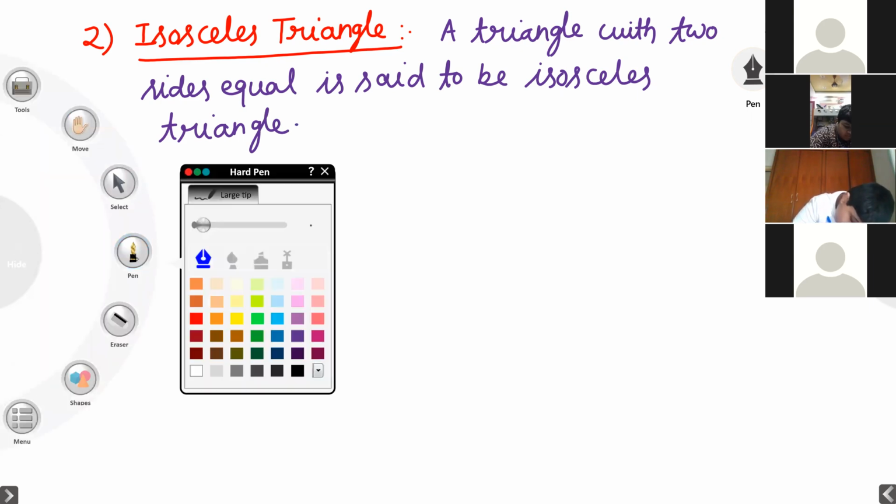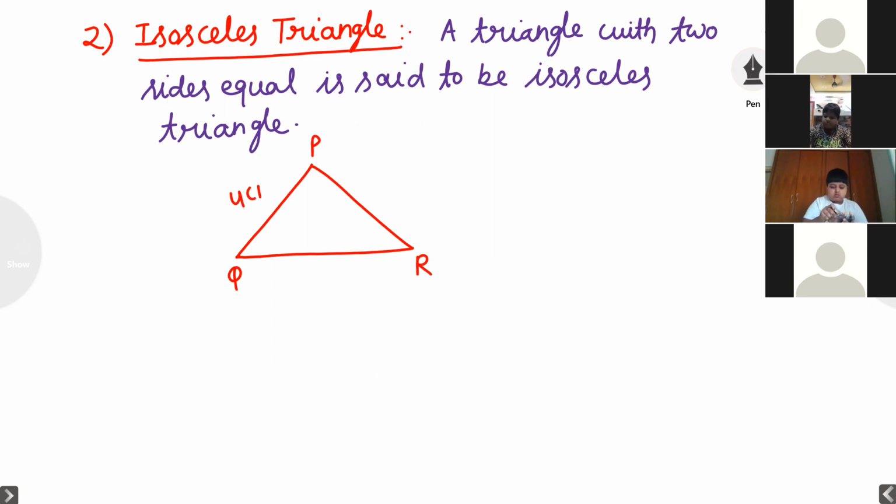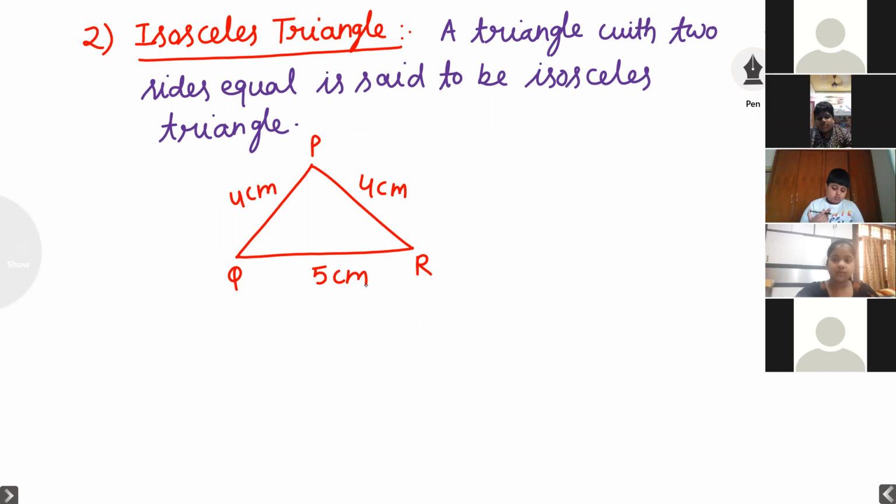If two sides are equal, that is called an isosceles triangle. Suppose I have drawn one triangle. This triangle name is PQR. Length is 4 centimeter, 4 centimeter, 5 centimeter. What is the name of this triangle? Isosceles triangle, because two sides are equal. If two sides are equal, that is called isosceles. Two sides are equal means isosceles.